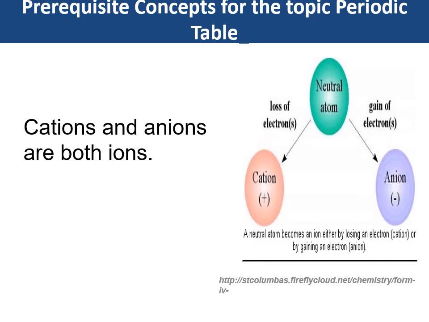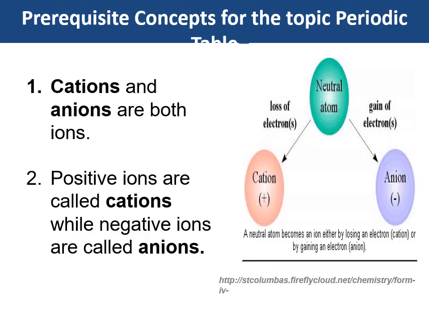So, a neutral atom becomes an ion either by losing an electron, or tinatawag nating cations, or by gaining an electron, or anions. Maliwanag? Next, cations and anions are both ions. Second, positive ions are called as cations, while negative ions are called as the anions.